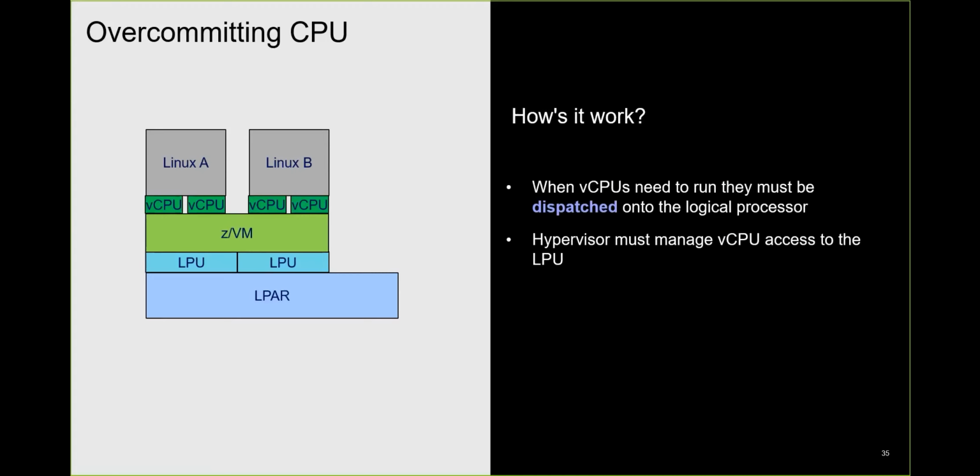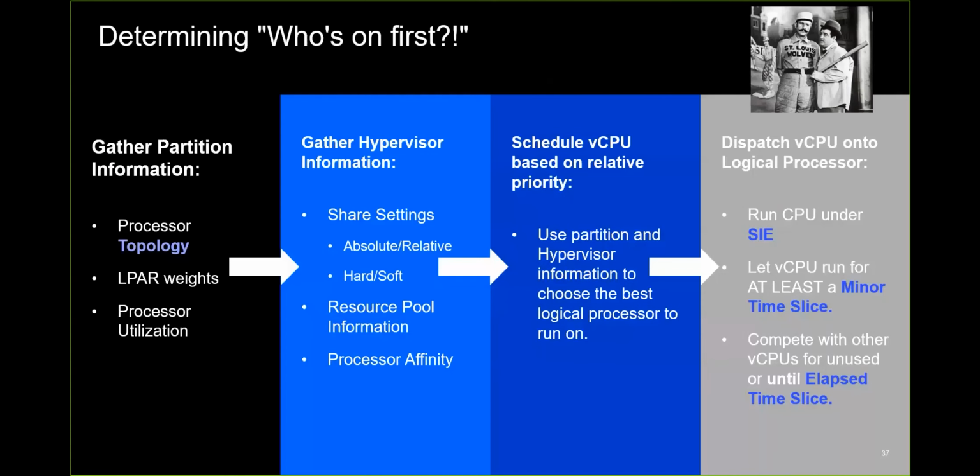So in this small example, you can start to see how you might make some of those decisions. But as the configurations get larger, answering the question of who gets to run on the logical processor and when is actually pretty difficult. So we have a 4-part recipe to help us determine who's on first. It doesn't have to be overly complicated thinking about how this happens at a high level.